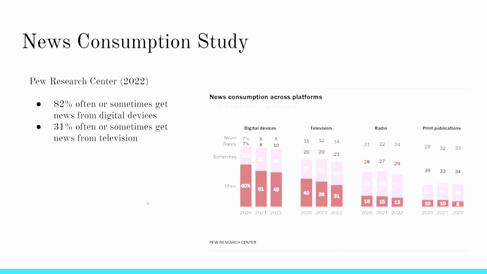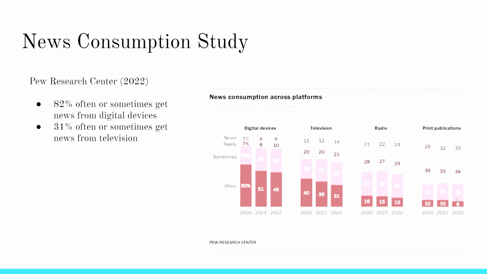Now, in a Pew Research Center study conducted and published in September of this year, they found that about 82% of American adults say they get their news from digital devices often or sometimes, and about 31% of people said they were getting their news from TV. So if we look at the graph here, you can see that those numbers are pretty high, especially compared to some of the like the radio and print numbers.